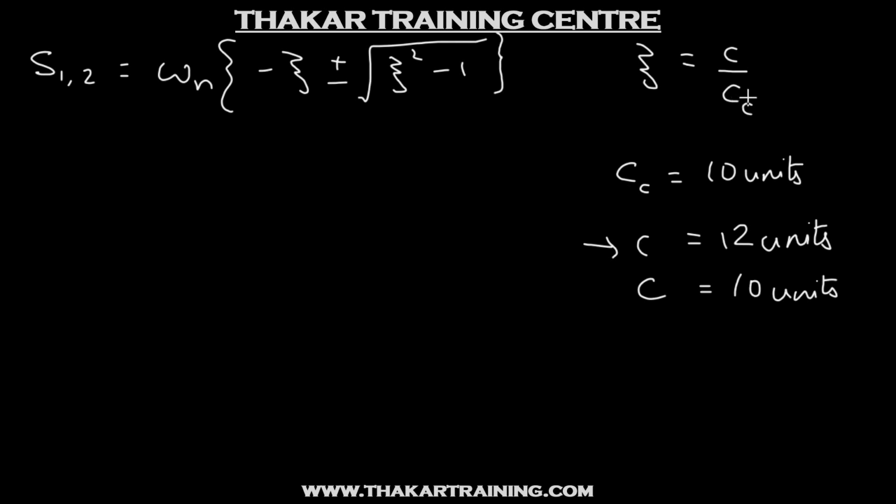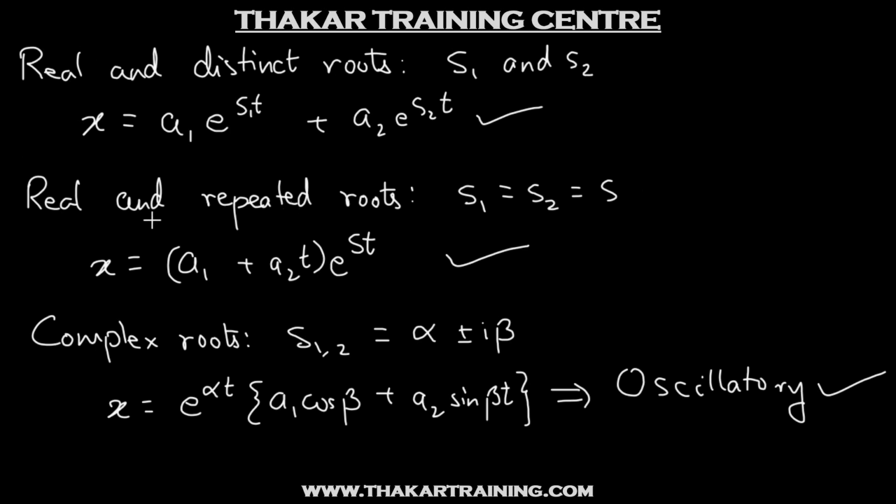Zeta will become equal to 1. So this square root will just go off, and you will have both the roots as real and equal. The roots will be real and equal. And then we'll have the solution form which you have written over here for real and equal or repeated roots.